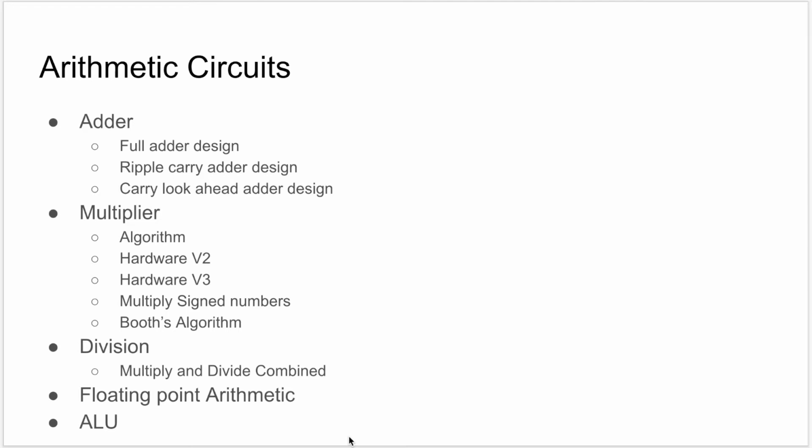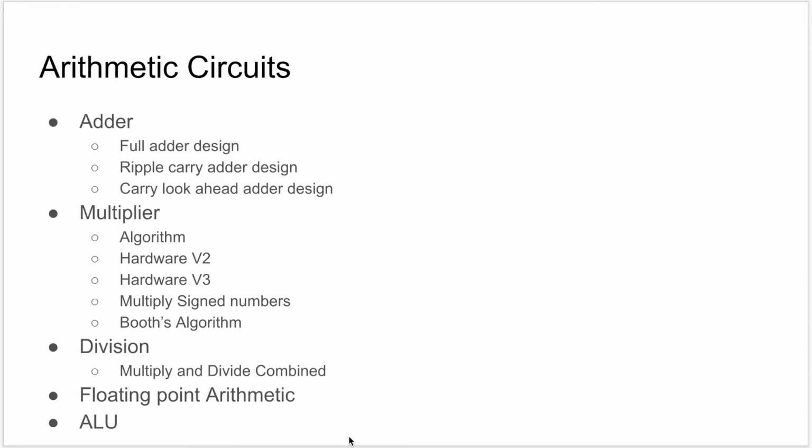And then for the multiplier, we need to know the basic idea. For the algorithm, there is the hardware figure in the Professor's slides. So I hope you can look at it quickly and get familiar with the basic idea, and also hardware version 2 and hardware version 3 and how they improve it. And that is multiplying signed numbers and also the Booth algorithm.